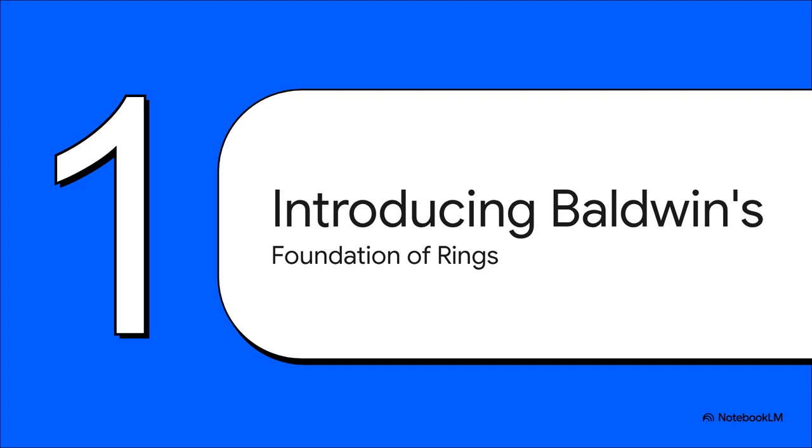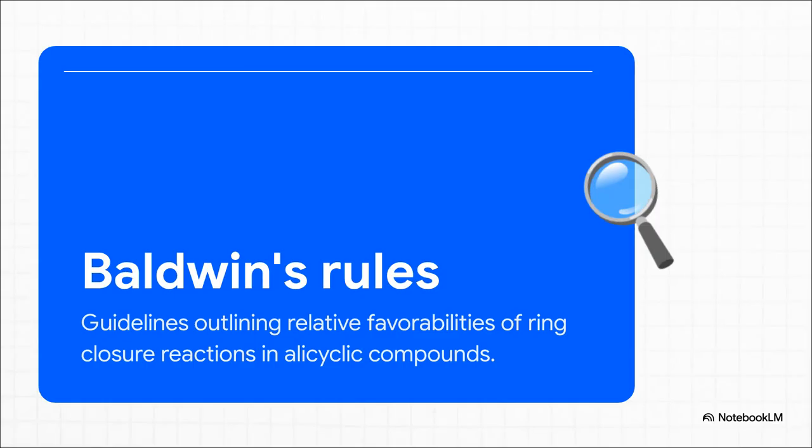All right, Section 1. Introducing Baldwin's rules, the true foundation of ring formation. So let's jump right into the origins of these guidelines and look at the fundamental problem they actually solved for chemists. Way back in 1976, a chemist named Jack Baldwin proposed a set of rules that really fundamentally changed how we understand molecule formation. Baldwin's rules are essentially the set of guidelines outlining the relative favorabilities of ring closure reactions in alicyclic compounds. And by alicyclic, we just mean carbon chains that aren't quite aromatic rings yet.